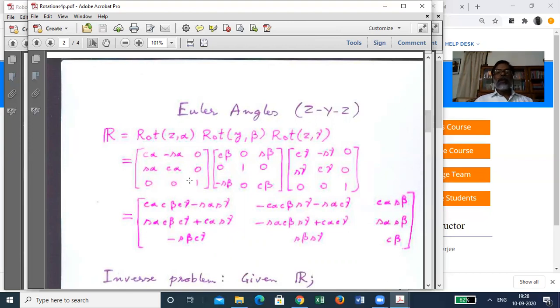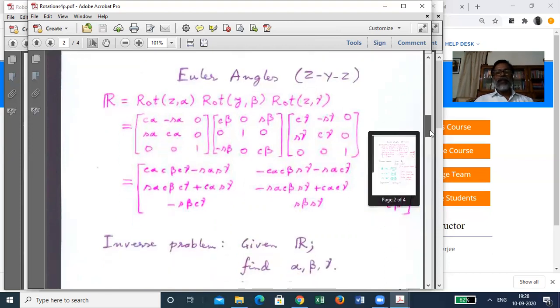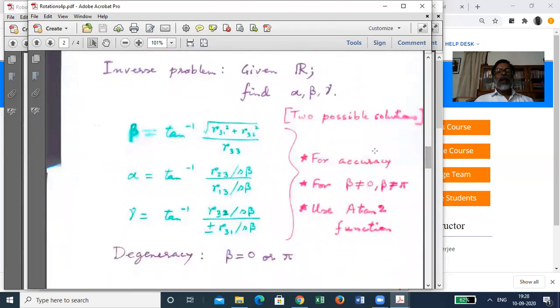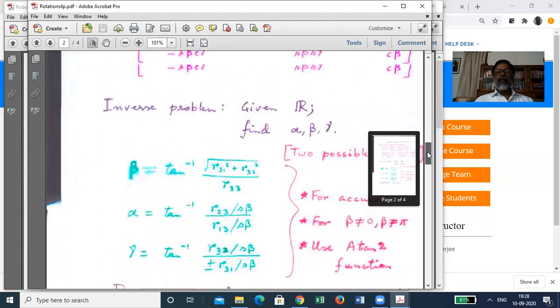To find out the values of alpha, beta, gamma, you can do it in several ways because actually you have 9 equations in only 3 unknowns. Many of the equations are dependent. So you can follow this kind of order. Now, several orders you could find. This order has been prescribed for accuracy and to reduce the floating point errors.